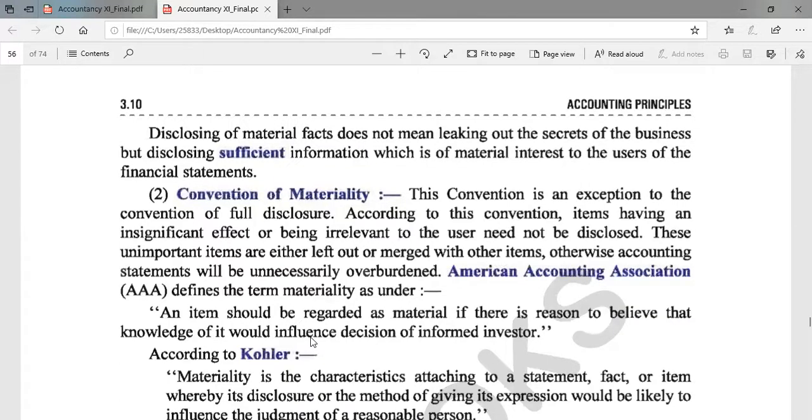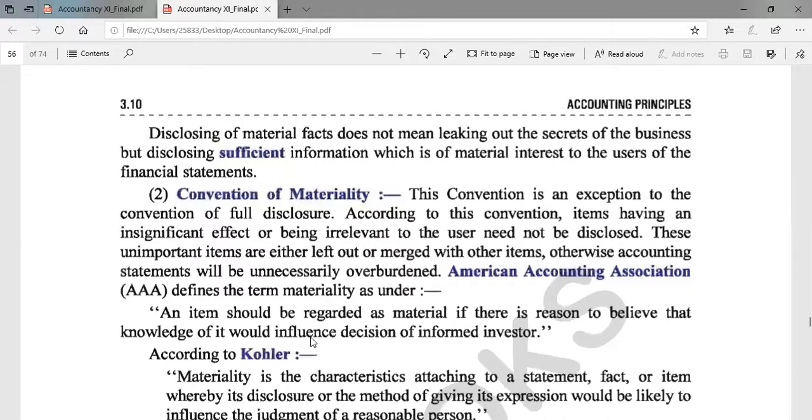So materiality is not following the full disclosure convention. If the accountant is following the materiality convention, he is automatically not following the full disclosure principle. That is why I said that the two conventions we have here are opposite to each other.